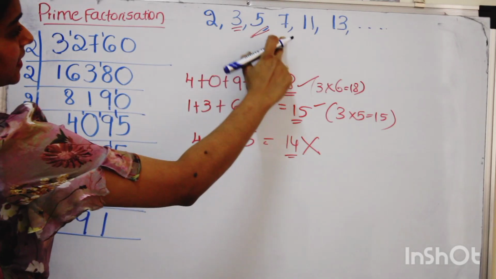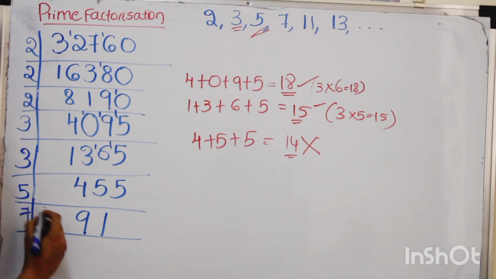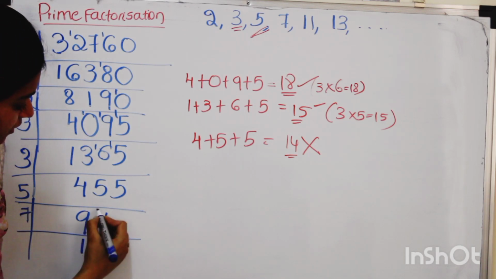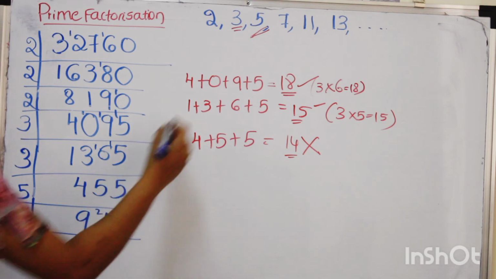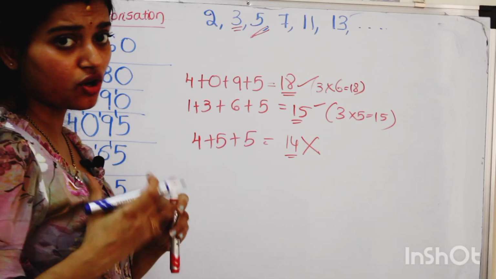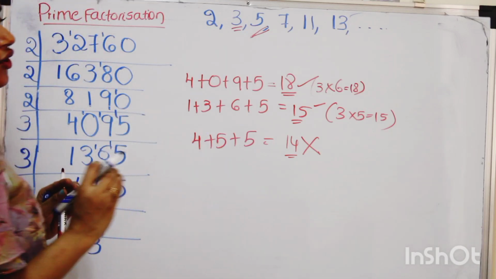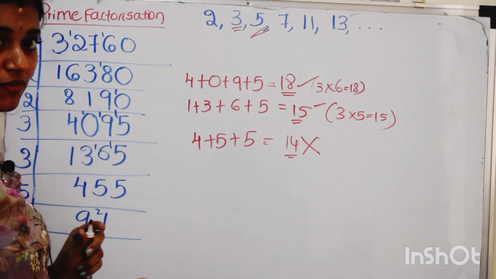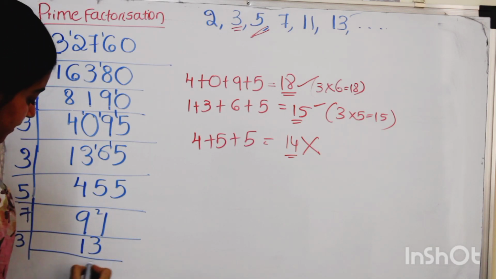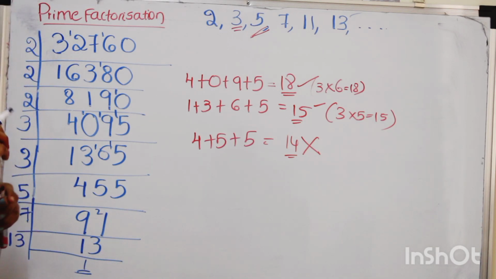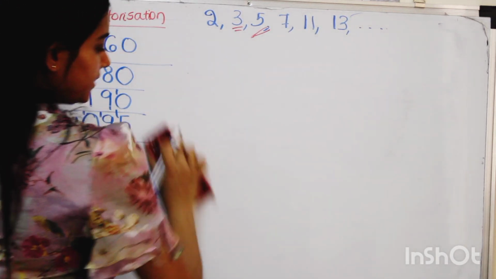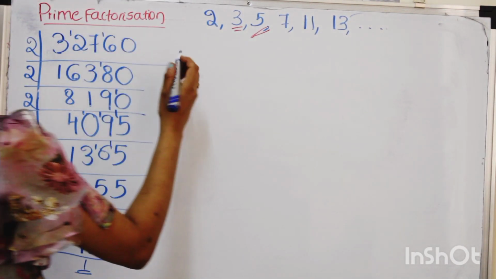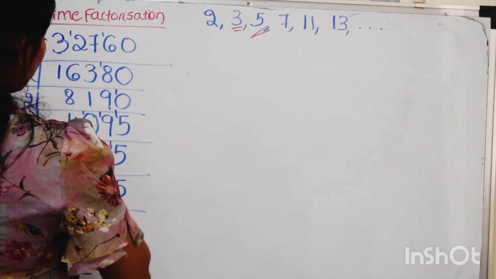So the next prime is 7. Let's check. 7 1s are 7, 2 remaining, 7 3s are 21. So you got 13, which is a prime number. You know 13 is a prime number. So there is no common factor, it is not divisible by any number. So you can take 13 as it is. So you got the last digit is 1. So now write the composite number as the product of prime factorization. Which is the number we took?